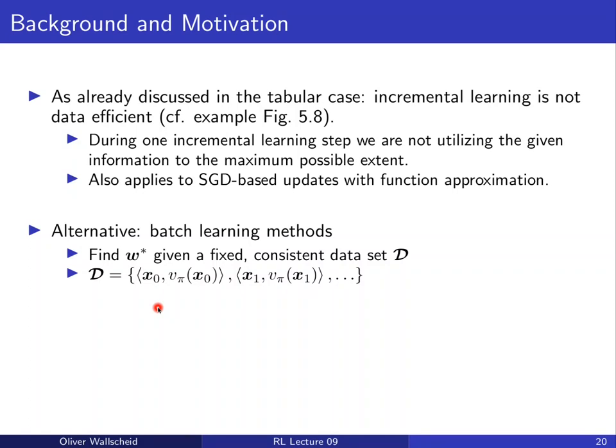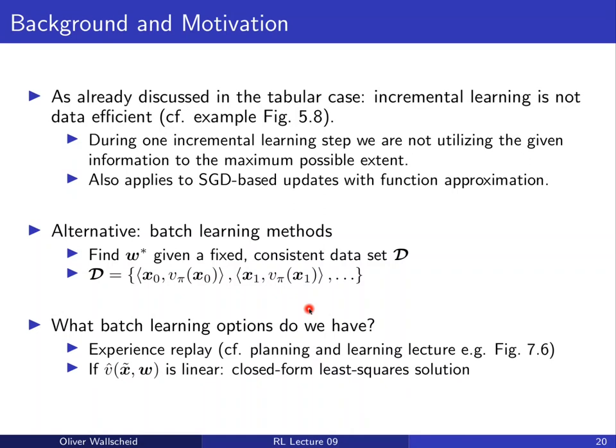Important here, in a reinforcement learning sense, is that the data set has to be consistent, so it has to fit one specific policy pi, right? So if we change policy pi somewhere in the middle, then the data set is not consistent, because we would intermix data from two different policies, and then using batch learning over two different policies would again lead to a systematic prediction error. So this is a very important requirement, that D has to be consistent with respect to one policy pi.